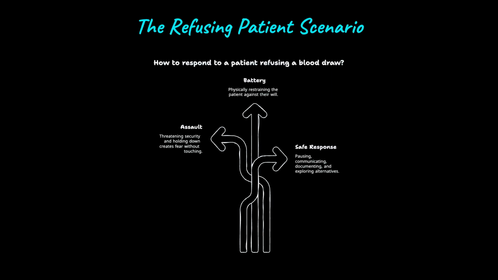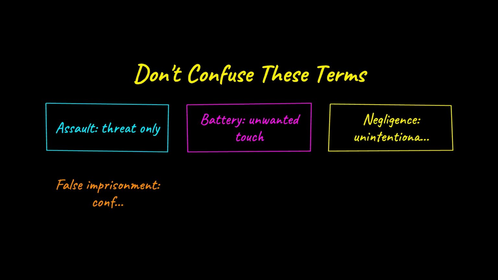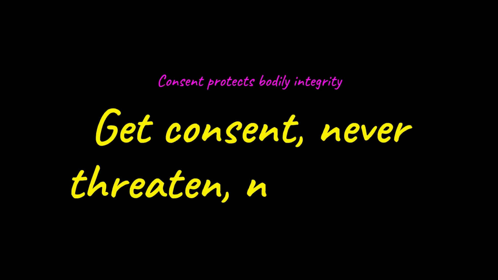Picture a confused patient refusing a blood draw. If the nurse threatens to call security and hold the patient down, that's assault. If the nurse actually restrains the patient to draw the blood anyway, battery is added on top. Exam traps often swap these terms or call battery a verbal threat, which is actually assault. Negligence is unintentional failure of duty, and false imprisonment is unauthorized confinement, both distinct from assault and battery. Consent must always be obtained before touching, refusal must be respected, and coercion has no place in care. When in doubt, pause, communicate, and document.